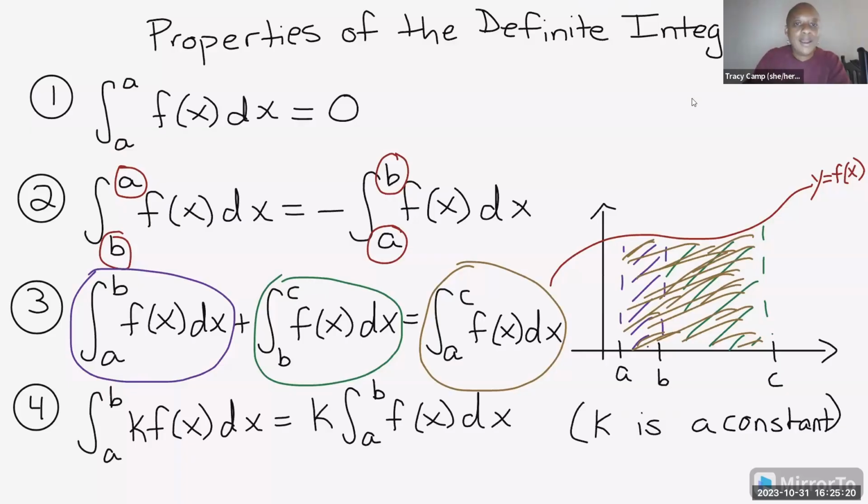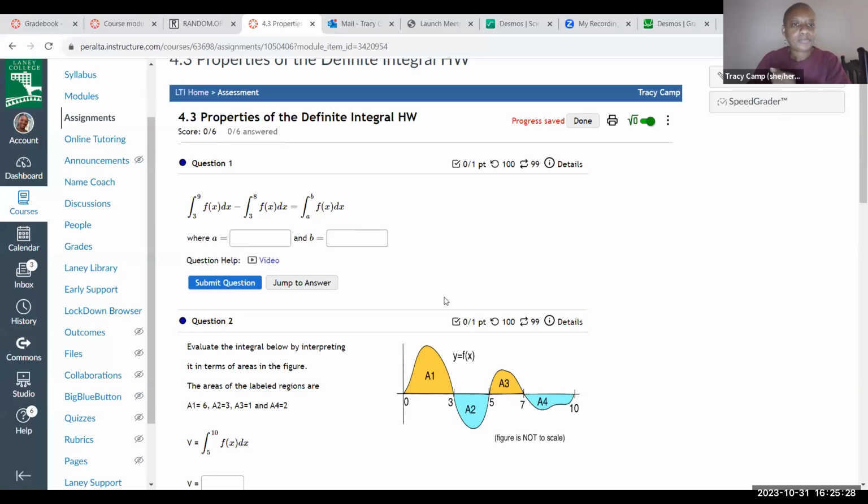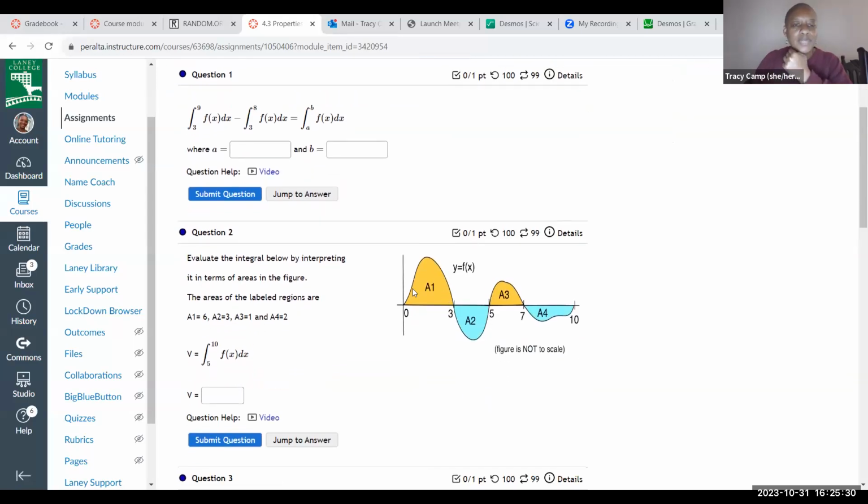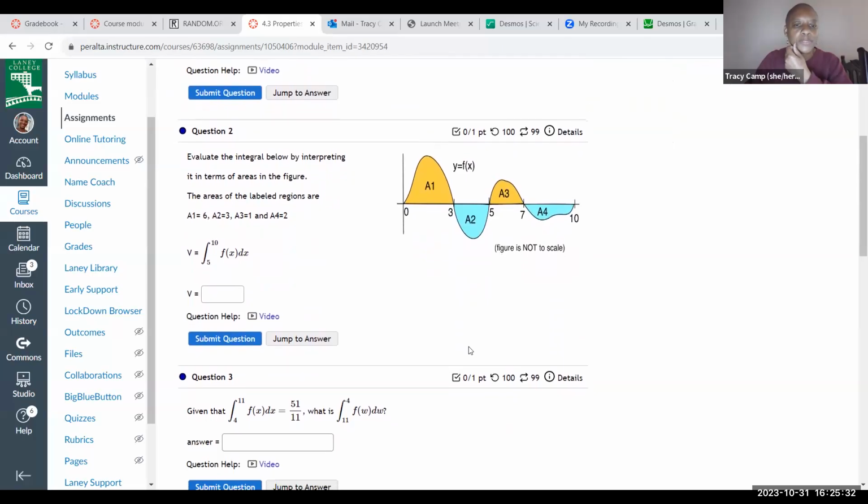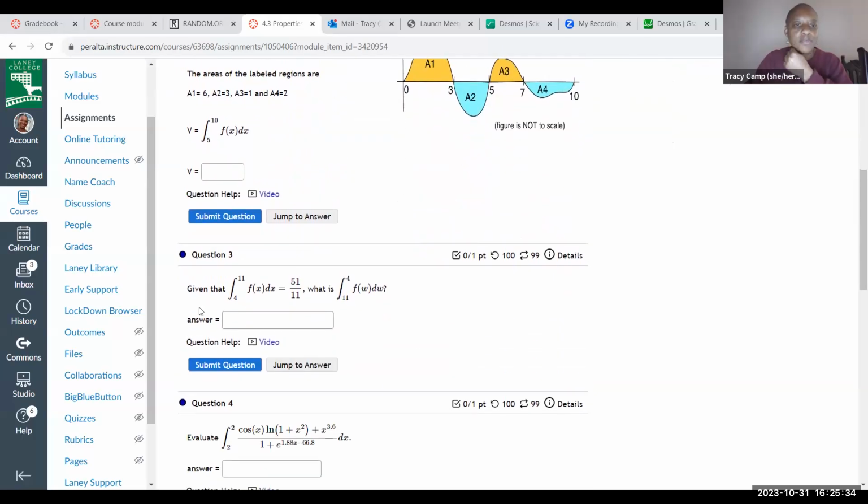So, okay, let's look at some of the homework to practice these rules. Number 2 is actually a 4.2 problem. So let's start off with number 3.